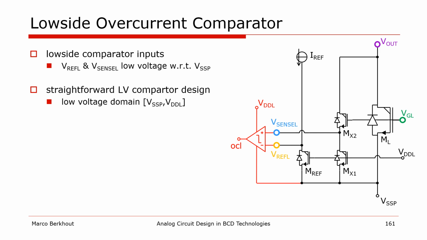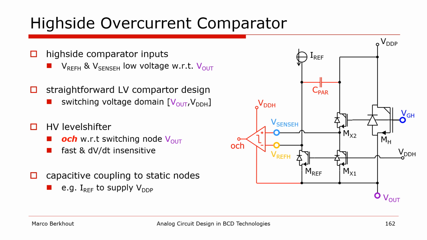And we can use this exact same configuration around the high side as well. In this case, the reference and sense voltages are still small, but now with respect to the half-bridge output. The comparator design is the same as the low side, but it is now supplied from the external bootstrap capacitor. This does mean, however, that a high voltage level shifter is needed to transport the comparator output to the low voltage domain. And besides fast, this level shifter needs to be insensitive to voltage transients because it connects to the half-bridge output. On top of that, we need to be careful with capacitive couplings to sensitive nodes, such as the reference current source.